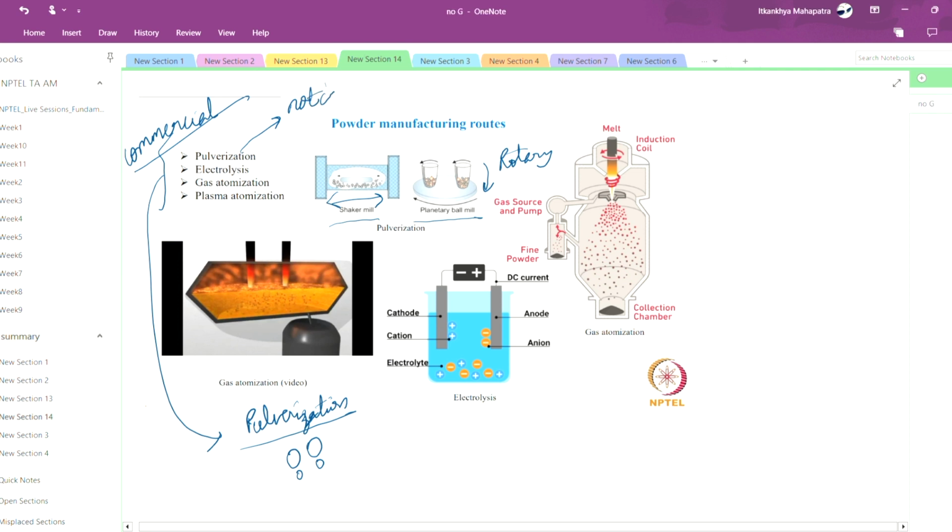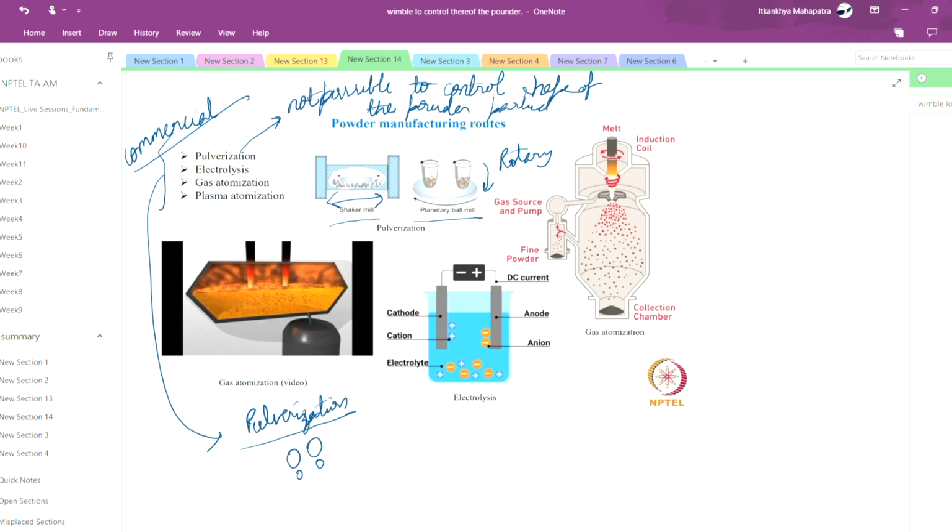Not possible to control shape. In the 3D printing process, we generally prefer spherical particles. There are some studies where we use non-spherical particles, but those are not commercialized till now. So for now, our requirement is that we need to use spherical particles. If we use this pulverization method, we cannot control whether the particles will be spherical upon breaking.